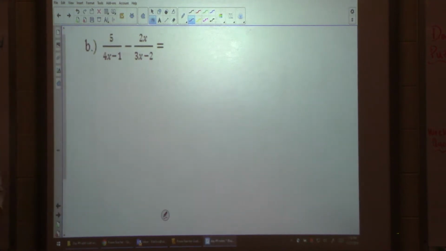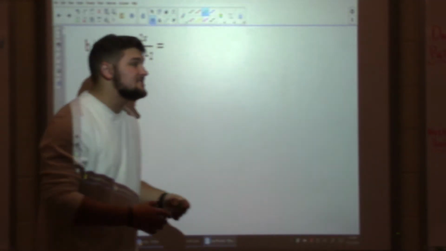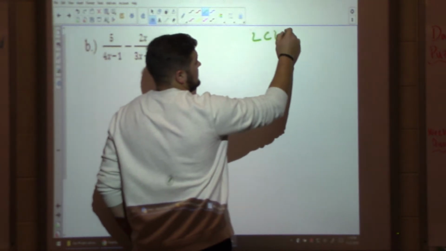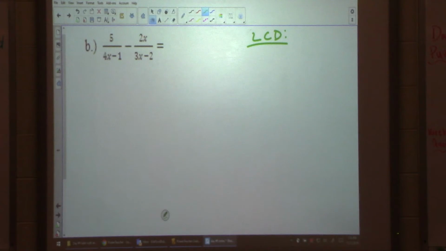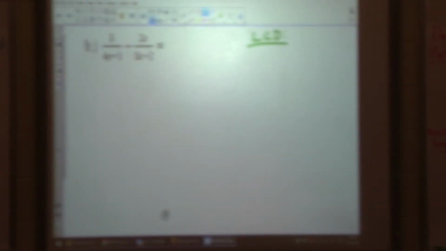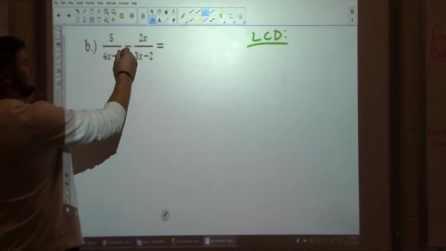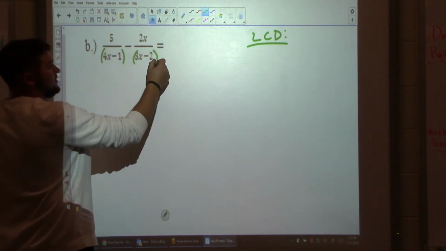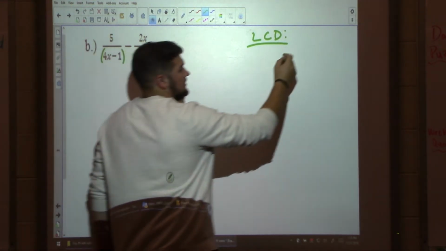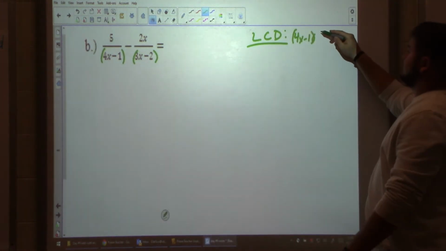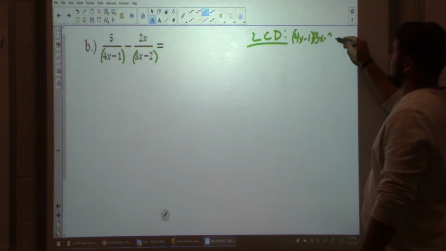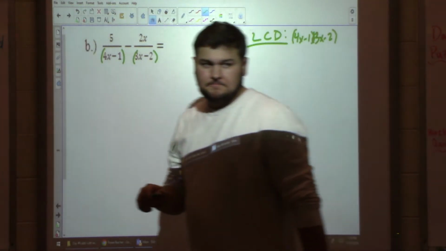5 over 4x minus 1, minus 2x over 3x minus 2. So same sort of thing. I need to get a least common denominator here. An LCD, if you will. I'm going to do the same thing, right? These are whole pieces here. To get a least common denominator, I'm going to have to multiply them together. 4x minus 1 times 3x minus 2. Okay?